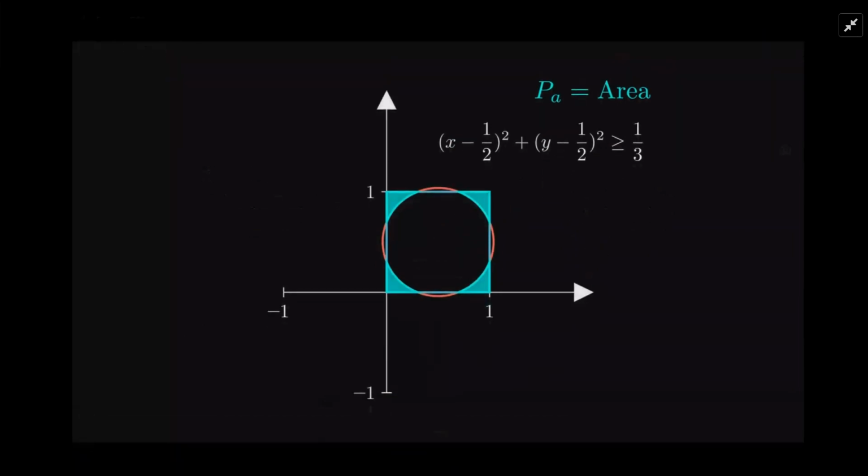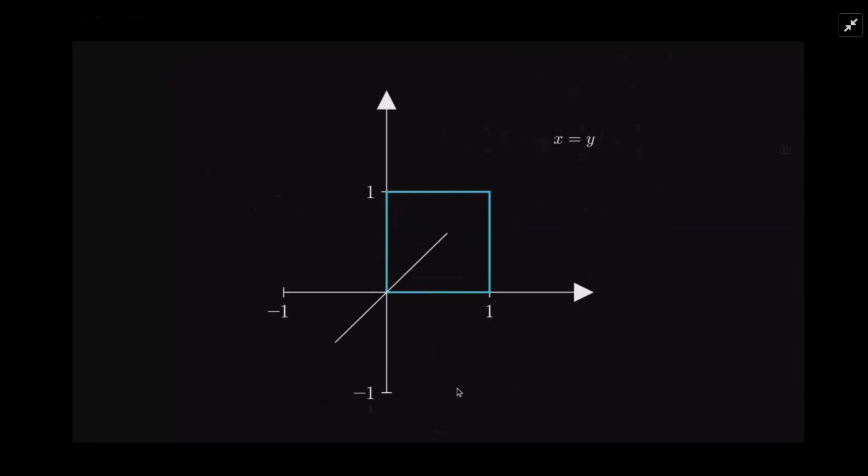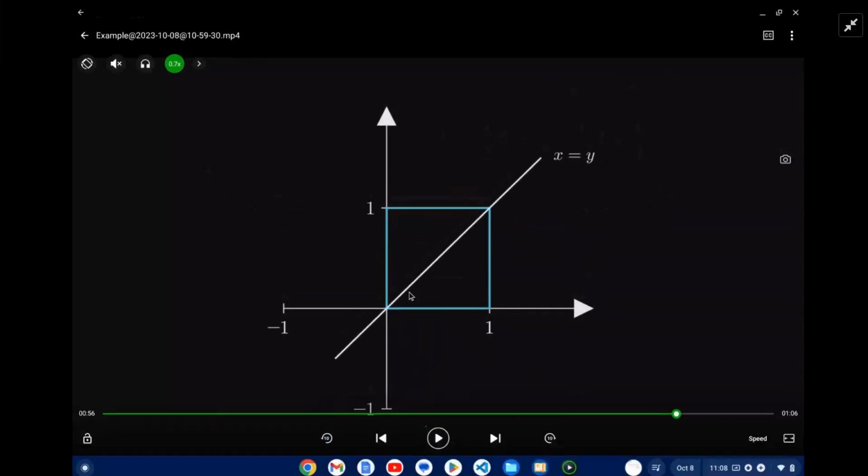And finally, D, x equals y. So we're going to draw that line. And again, it's the area. The line is one-dimensional, though. So there is no area for the line. The area is 0. That means the probability is 0.